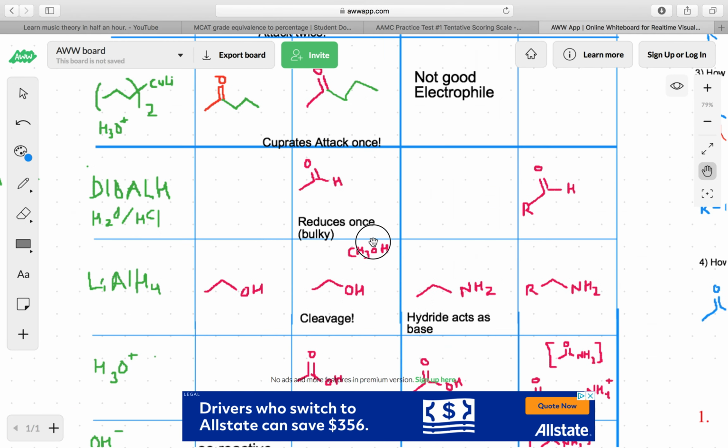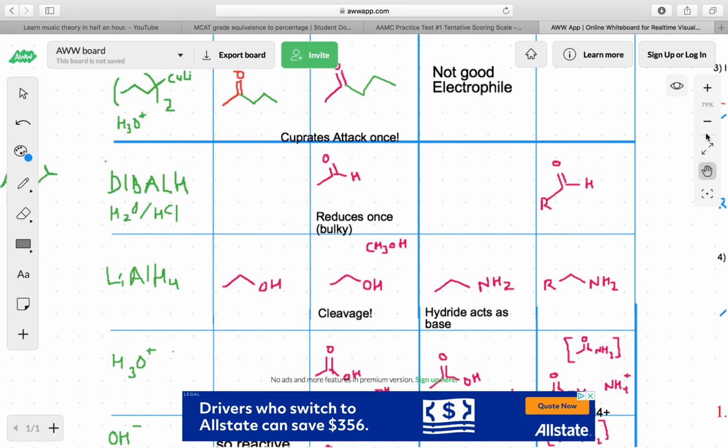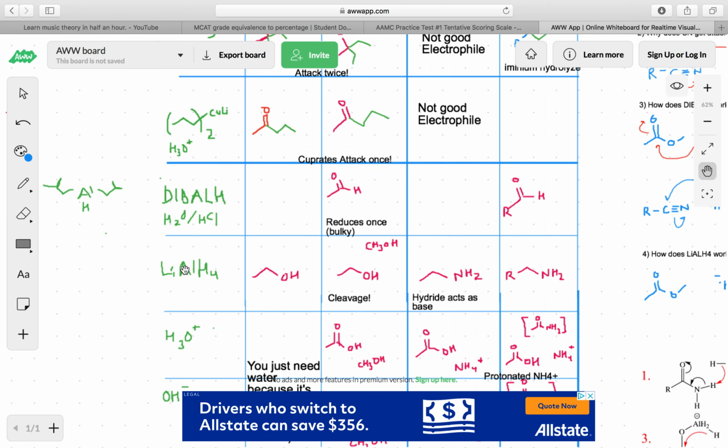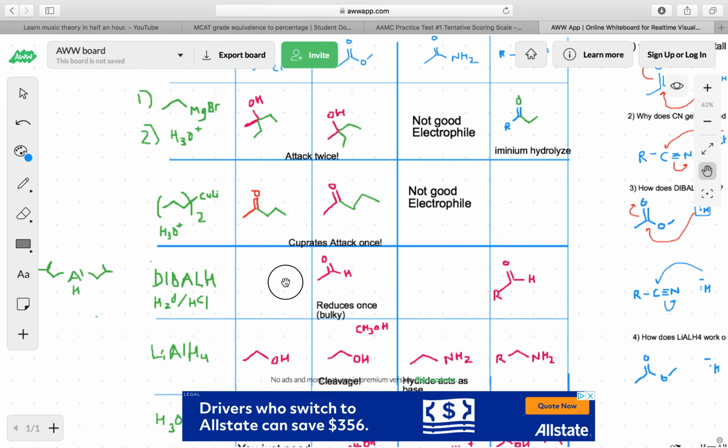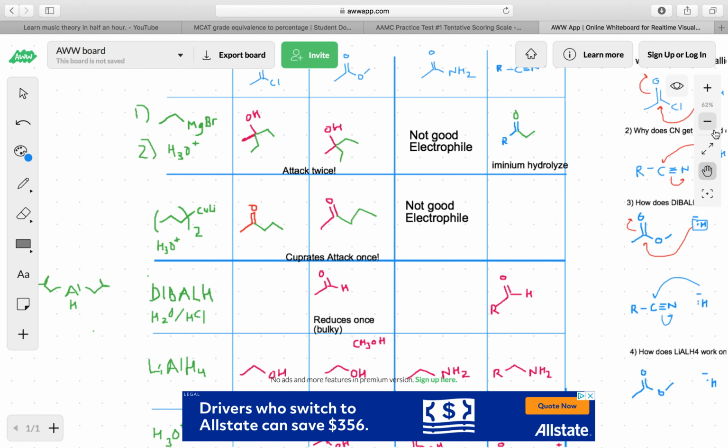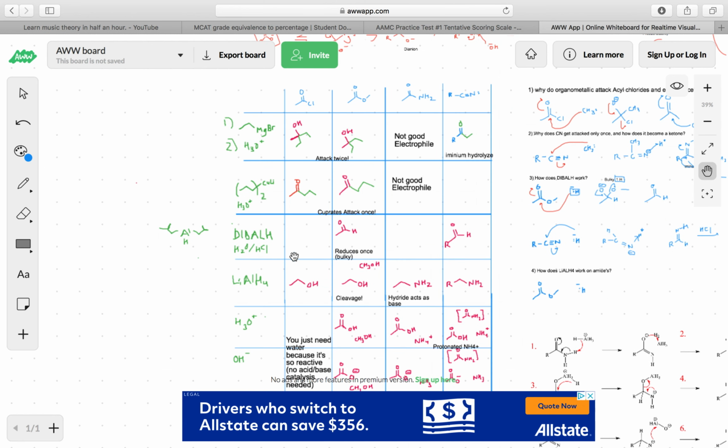Now this one I want you guys to pay attention to, because I'm almost sure it'll show up on your exam, because it's a very, very well used trick question. So let's get into it. Our lithium aluminum hydride, let's zoom out. Lithium aluminum hydride, we know it's a great reducing reagent.